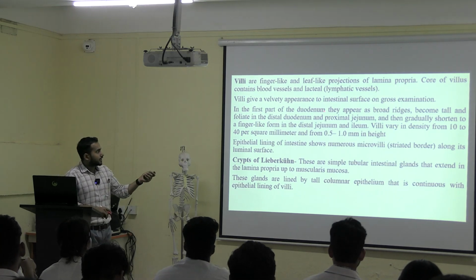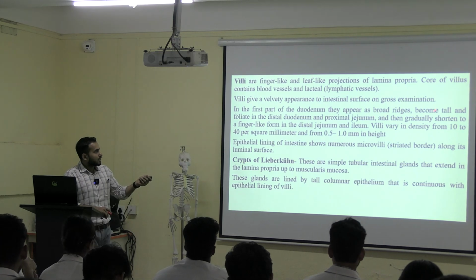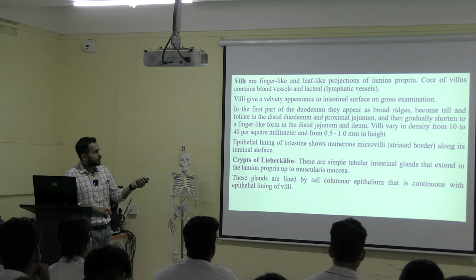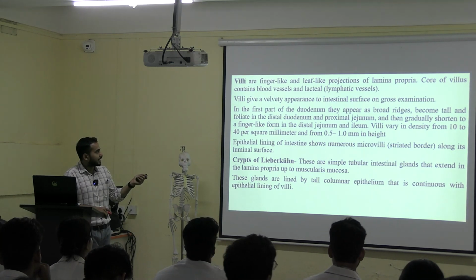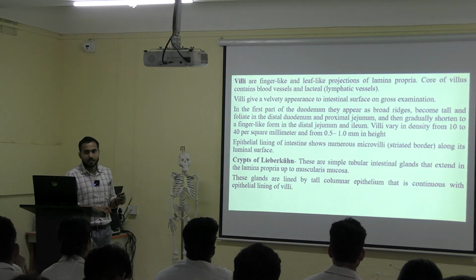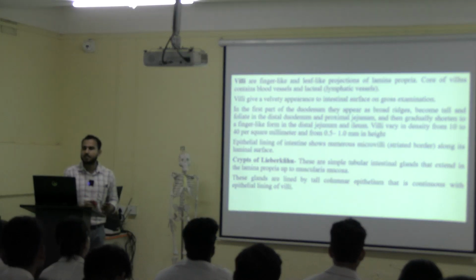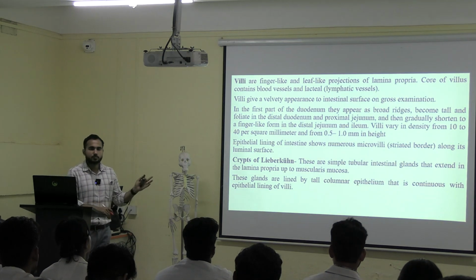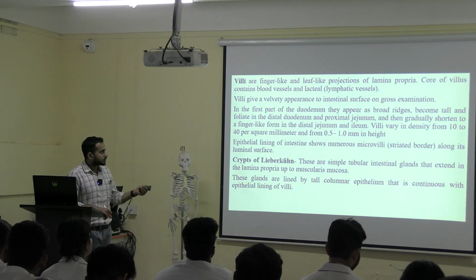In the first part of the duodenum, they appear as broad ridges. They become tall and foliate in the distal duodenum and proximal jejunum. Gradually they become shorter to form finger-like villi in the distal jejunum and ileum. So the transition takes place in the shape of the villi as you go from duodenum to jejunum.